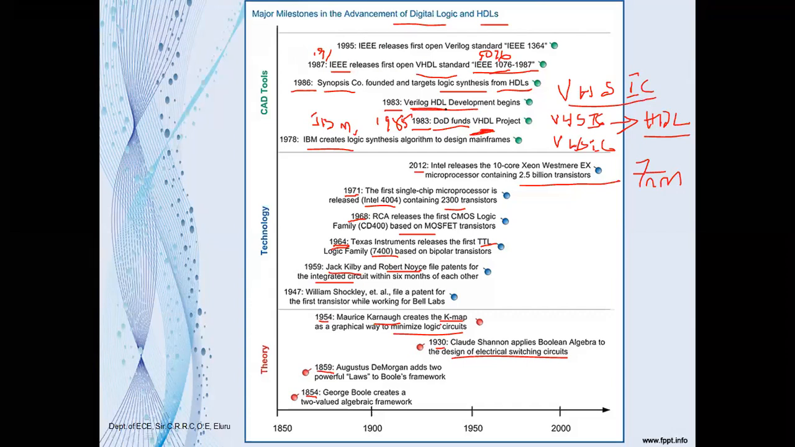In parallel, for the Verilog hardware description language, in 1995 the same IEEE society released the standard titled IEEE 1364. Even today we are using the same IEEE standards: 1076 for VHDL, and 1364 for Verilog.